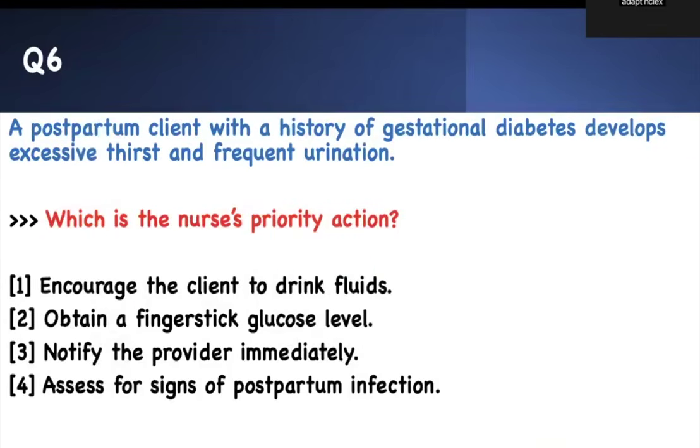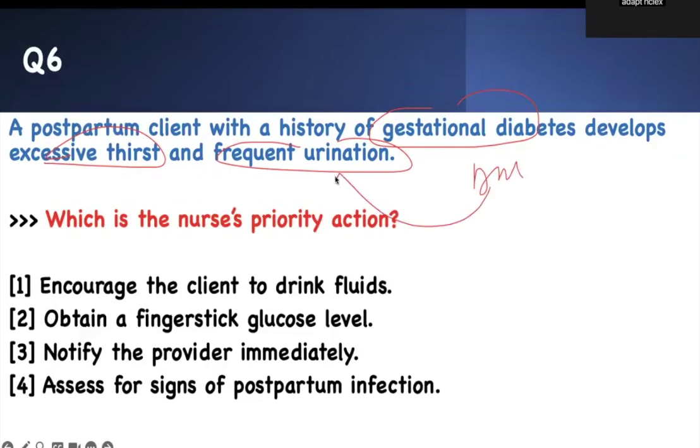A postpartum client with a history of gestational diabetes. What is the buzzword? Gestational diabetes. I've given you a clue. Develops what? Excessive thirst. Buzzword, frequent urination. In a patient who has diabetes and has frequent urination and excessive thirst, bring your content. That is indicative of what? Excessive glucose, hyperglycemia. What do you want to do?